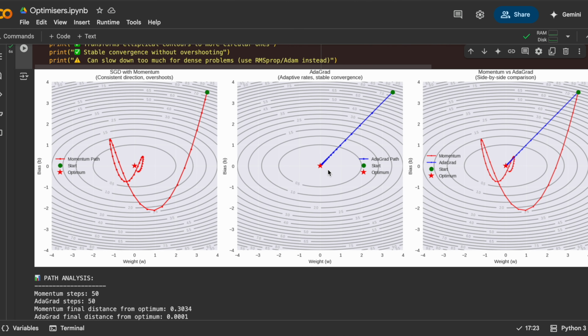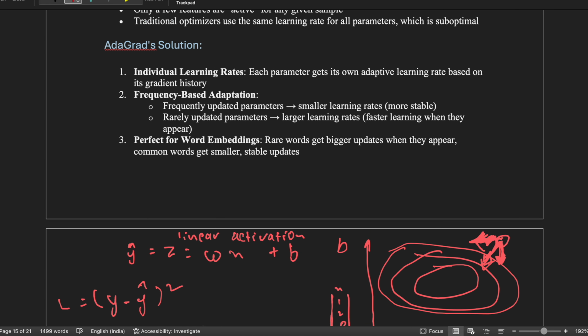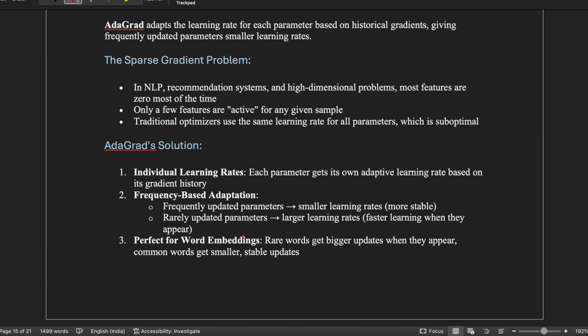This is very helpful compared to converging slowly, taking a longer time, different values and more computations. So this was the sparse gradient problem, and Adagrad solved it by taking a different learning rate for different parameters based on their gradient history.